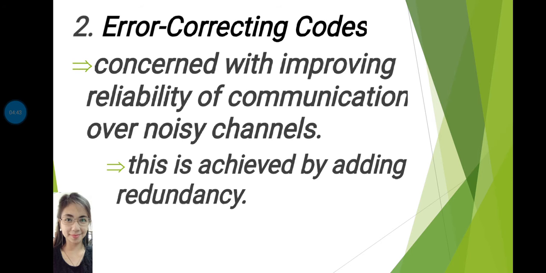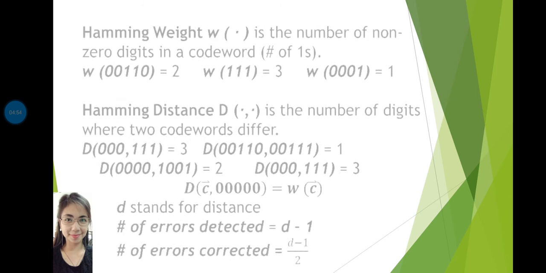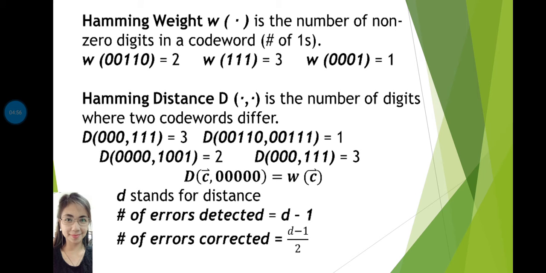Next, we have the second, error correcting codes. This is concerning with improving reliability of communication over noisy channels, and it is achieved by adding redundancy. Let's consider the Hamming weight. So we have this symbol, W, then the dot. It is the number of non-zero digits in the code word, the number of ones.